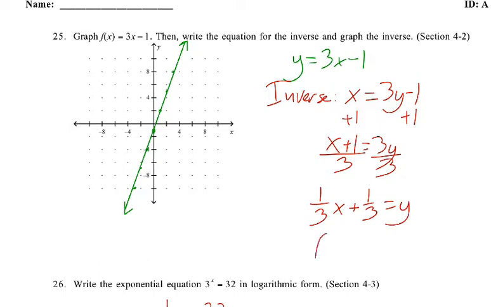Now if you remember correctly, our standard form, if our original function was f of x, we're going to use f inverse. It looks like f to the -1, but it's f inverse of x equals 1/3 x plus 1/3. Now we got to plug this into our graph. Now these are not the nicest numbers to work with, especially with our scale, but we're going to make do.